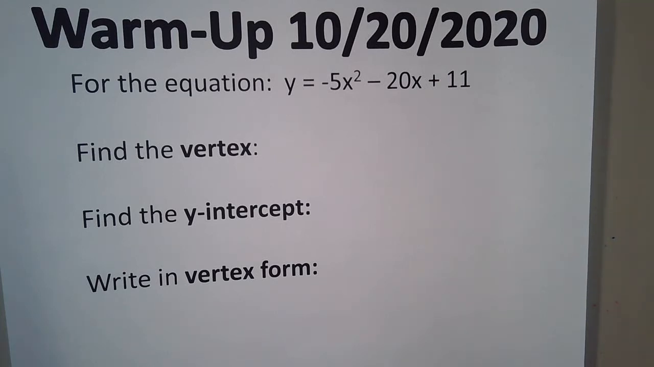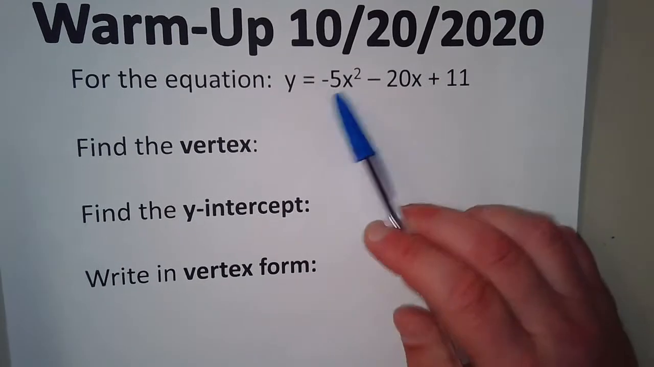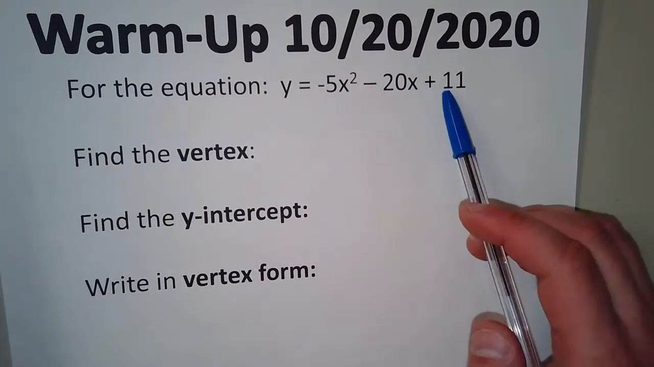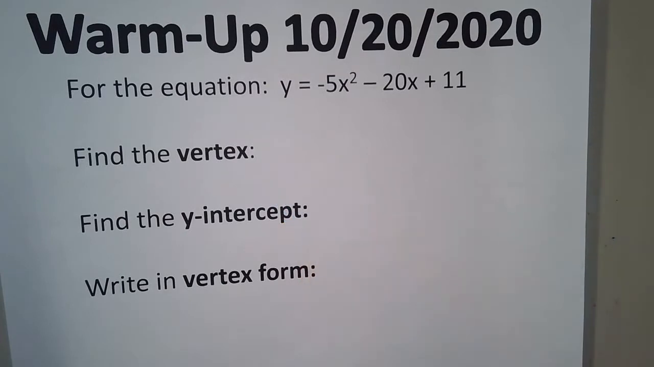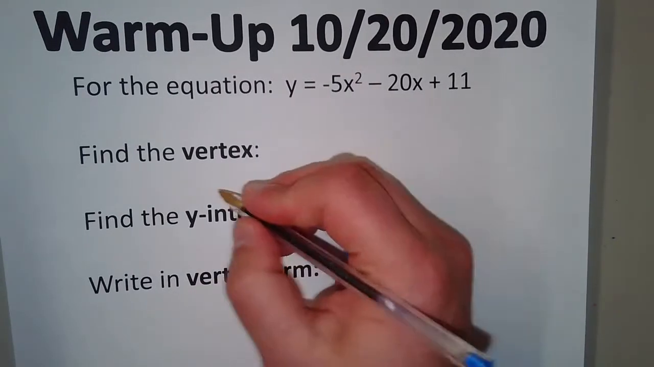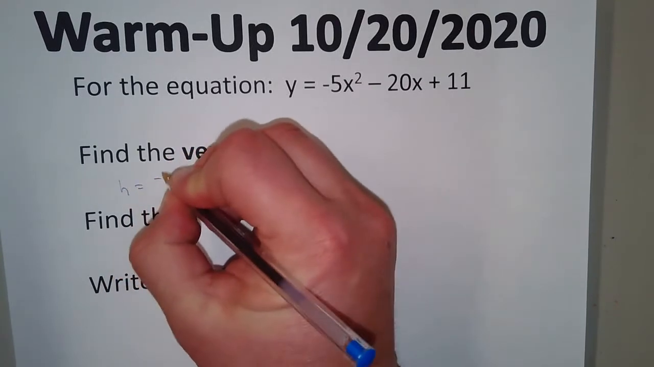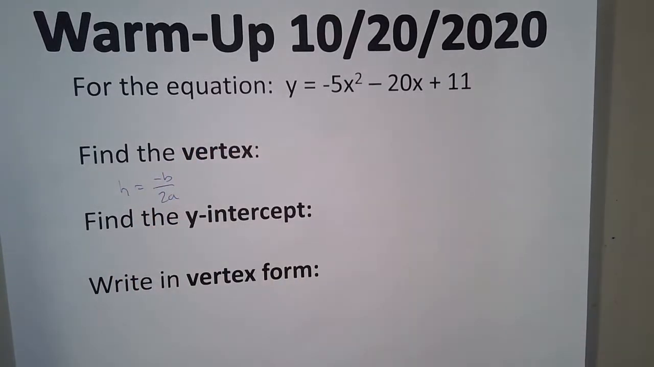Okay, warm up today. We've got an equation given to us. Hopefully, you notice this equation is in standard form because you've got ax squared plus bx plus c. First part says find the vertex. So you're going to want to use your formula that we introduced yesterday. That's the h equals negative b over 2a.